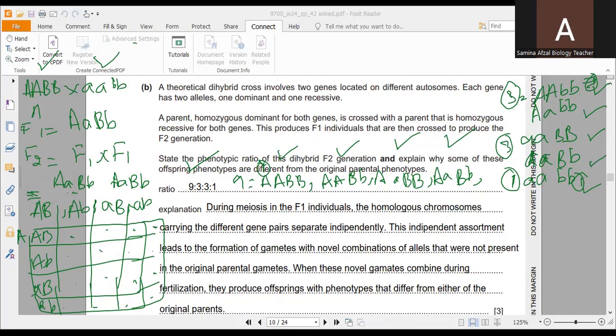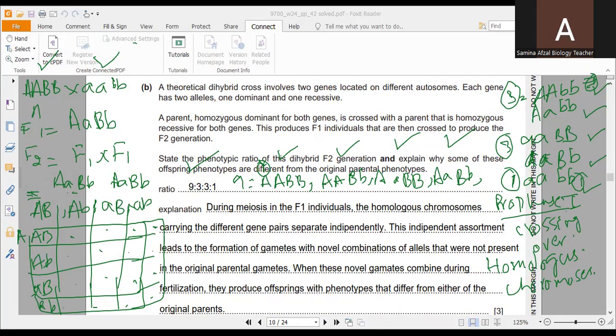And you know what happens in meiosis? In prophase 1 of meiosis, crossing over takes place, in which the homologous chromosomes come close to each other. When they come close to each other, they exchange their parts, and they are joined together.